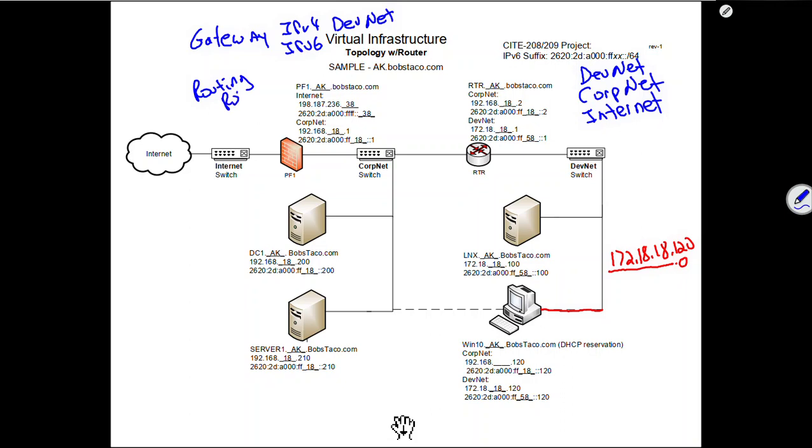And the routing rules will use those particular gateways. Okay. When we do that, we've got it covered. So then what we're doing is we're statically telling PF1 how to get to DevNet, both for IPv4 and IPv6.